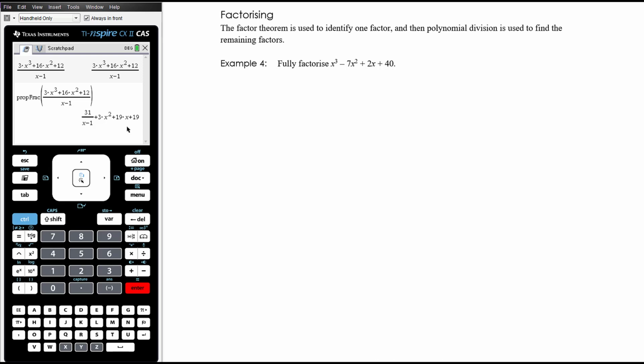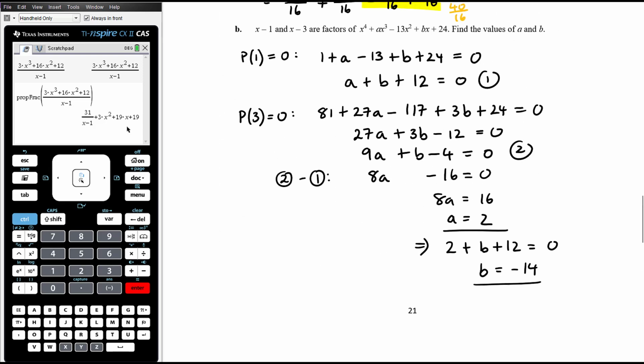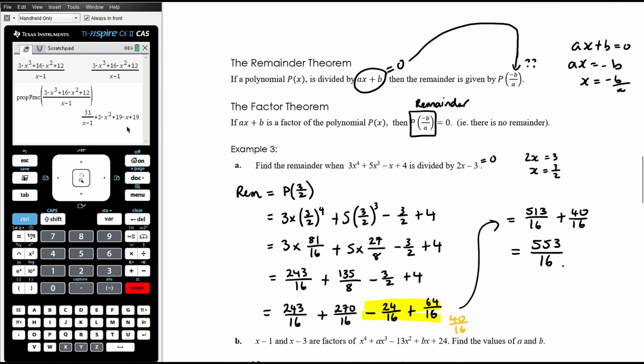Okay, so we want to identify one factor. So we want to use the factor theorem here. So we want to use this idea that if we sub something into the polynomial and it gives us 0, that's going to enable us to work out what the factor is. Okay, so we're essentially using this statement in reverse. If ax plus b is a factor, then that equals 0, but we can also say if p of something equals 0, we can then work back to work out what the factor must be.